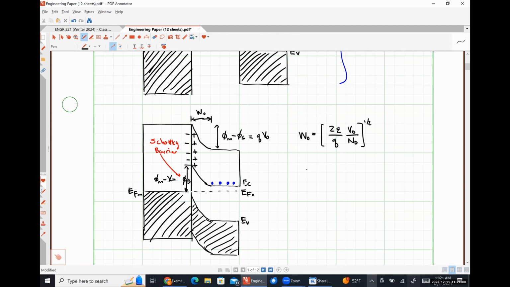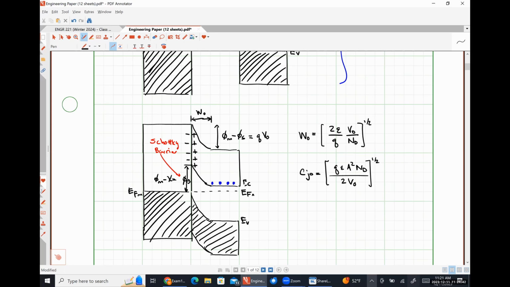And from this, our junction capacitance, Cj0, is going to be the square root of Q epsilon A squared times ND over twice our built-in potential V0. So here are our parameters for our unbiased junction.